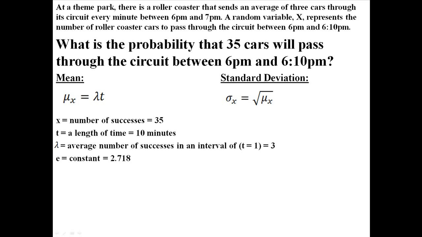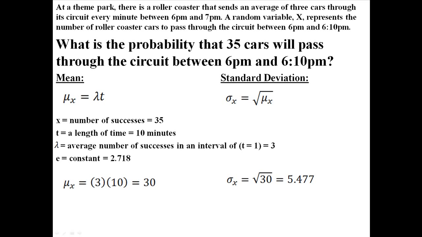Now this is from the example that I did in the last lecture. We're not going to need all of those things. For the mean, we just need lambda and t. So we would just multiply lambda, which is 3, times t, which is 10, and get 30. So the mean for this Poisson random variable is 30. And now the standard deviation is just the square root of that, which is 5.477.